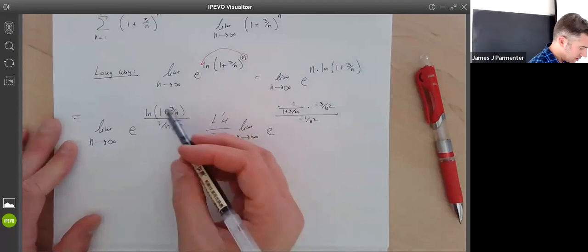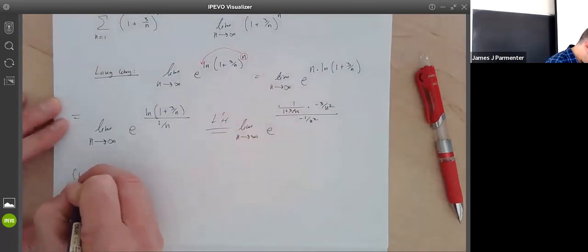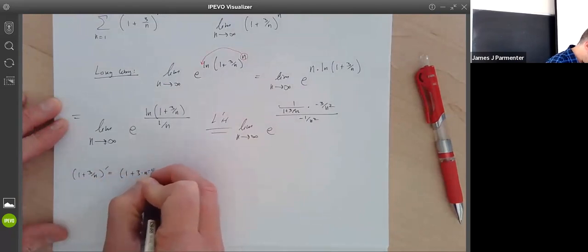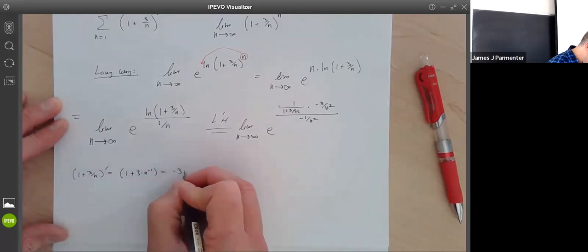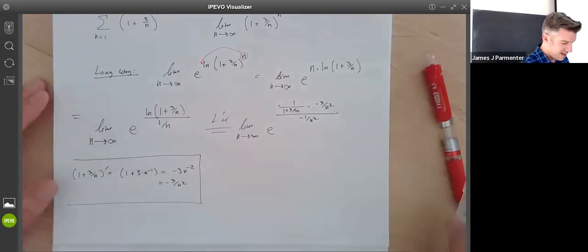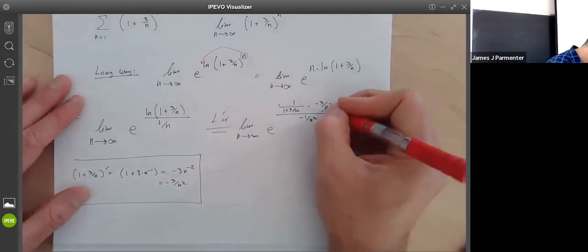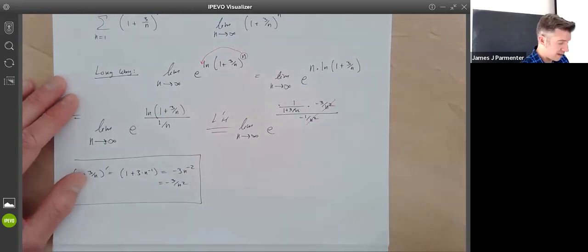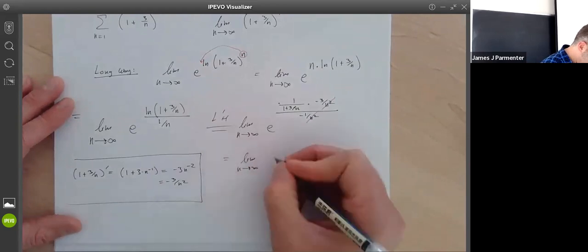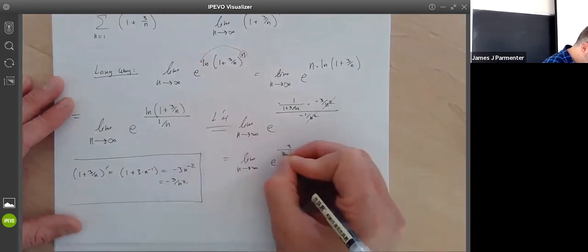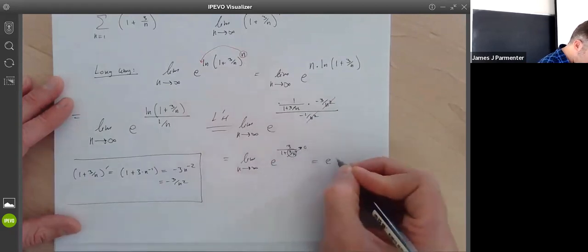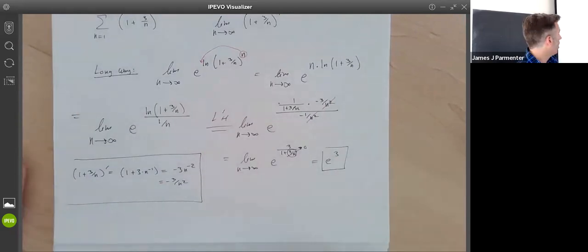Just as a reminder, the derivative of 1 plus 3 over n is just the derivative of 1 plus 3 times n to the minus 1, which is negative 3 n to the negative second. And then the n squareds can cancel. Negative 3 over negative 1 is just 3. So I've got the limit as n goes to infinity of e to the 3 over 1 plus 3 over n. The 3 over n goes to 0, and we're left with e to the 3. That's the long way of doing this problem.